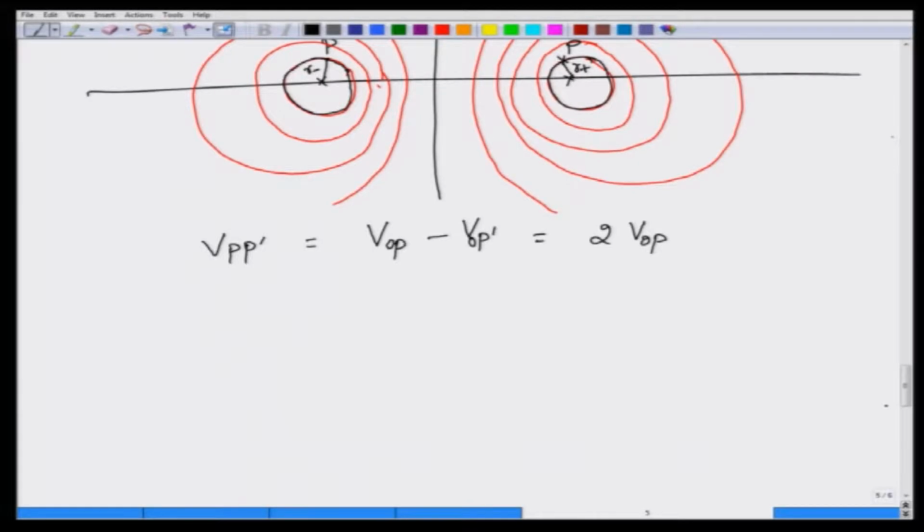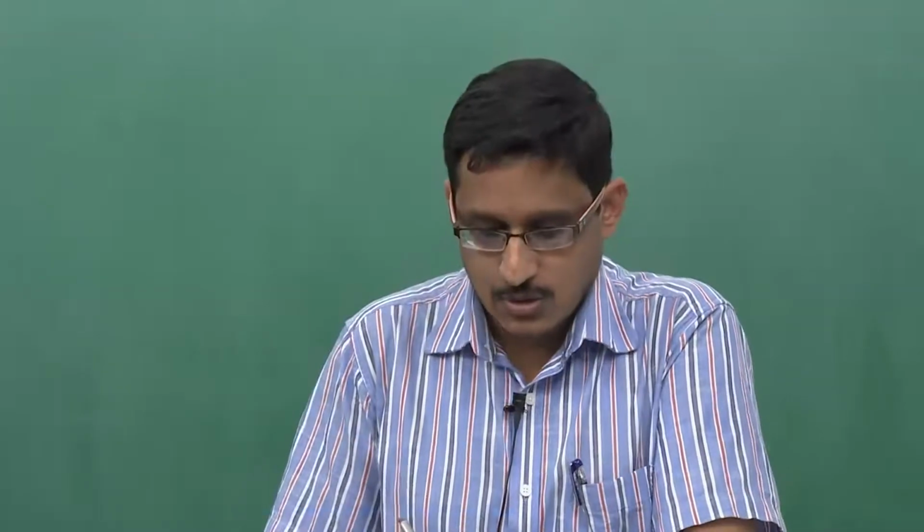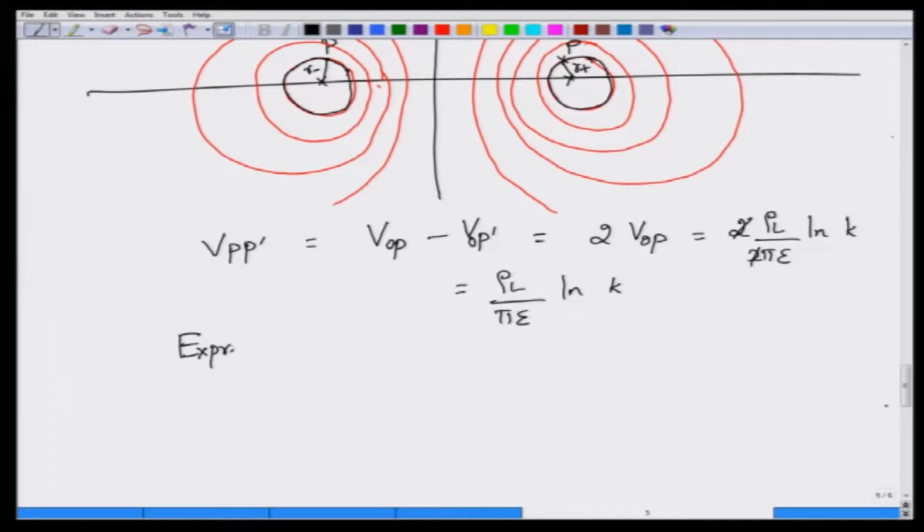But what is this V O P? V O P we have already seen is equal to rho L by 2 pi epsilon log of k. The 2 in the numerator cancels with the 2 in the denominator to give you rho L by pi epsilon log of k. But what is K in terms of S and H? So, express K in terms of the parameters H, A and S.